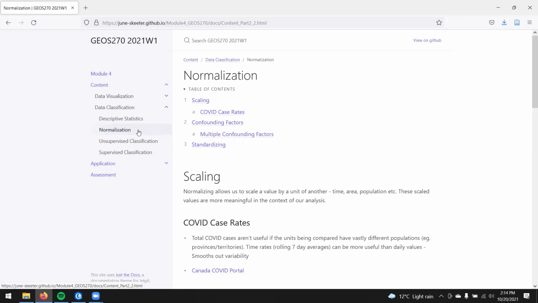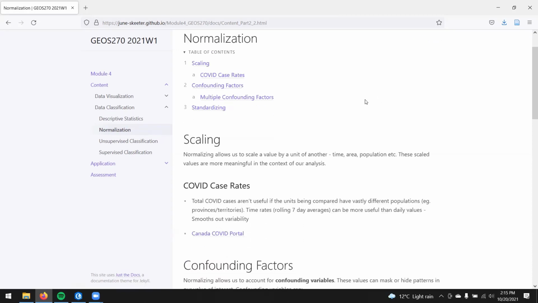And so there are a number of different reasons why we might want to normalize our data. What it allows us to do is a couple of different things. So we could scale our data. Normalizing allows us to scale by the units of another variable, to calculate rates, for instance, like time, area, population. These scaled values are often more meaningful than just the raw values.